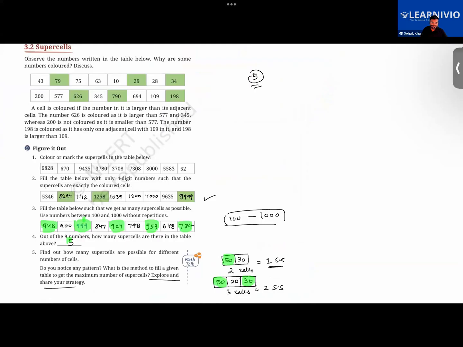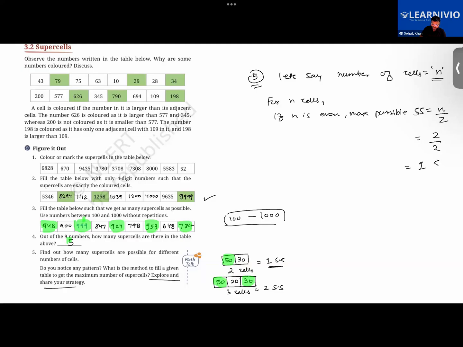Also, for question number 5, let me write down the statement here. In question number 5, which we have just discussed, if we call the number of cells n, then when n is even, the maximum possible supercells will be n divided by 2. Here n is 2, so 2 divided by 2 gives you 1 supercell, and we had 1.